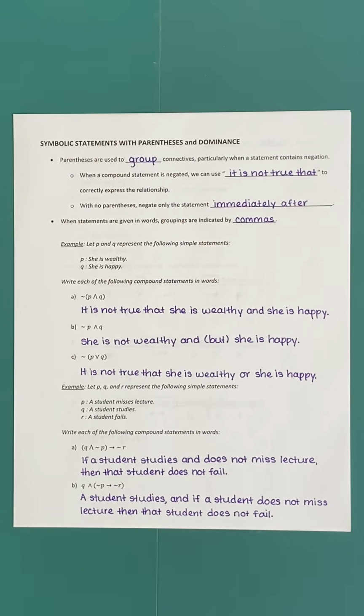Now, when we're putting things in words and there's groupings, we do have to indicate this. The way we're going to indicate this is with commas. So once we end a particular grouping and start another grouping, we have to indicate it with a comma.